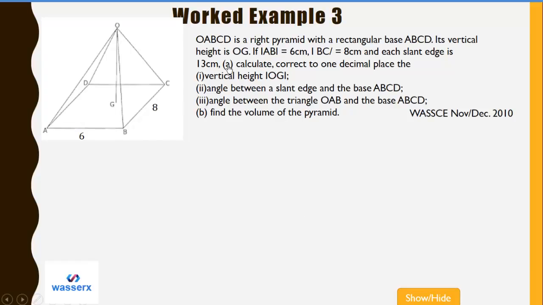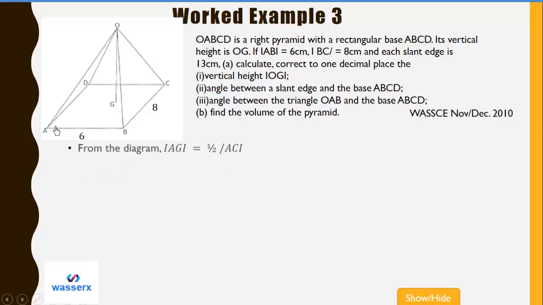So let's take one example. We have OABCD is a right pyramid with a rectangular base ABCD. Its vertical height is OG. Then if AB is 6 centimeters, then BC is 8 centimeters, and each slant edge is 13 centimeters. So all these are 13 centimeters each. Calculate correct to 1 decimal place the vertical height OG. So we are finding OG. Then the angle between a slant edge and the base ABCD, the angle between the triangle OAB and the base ABCD, then find the volume of the pyramid.